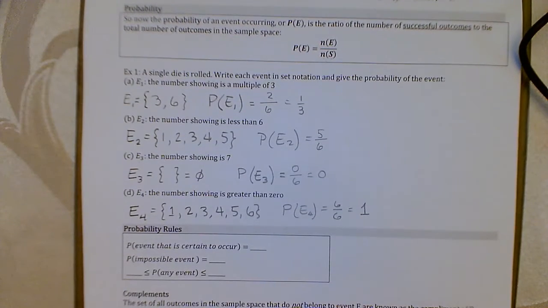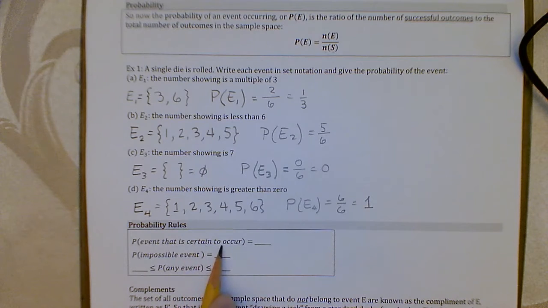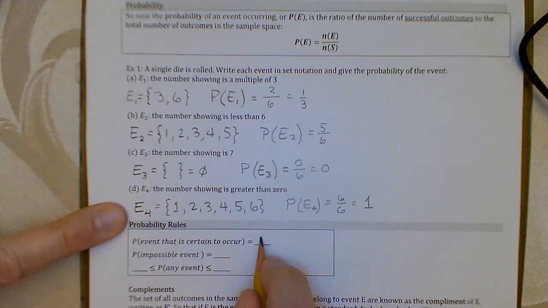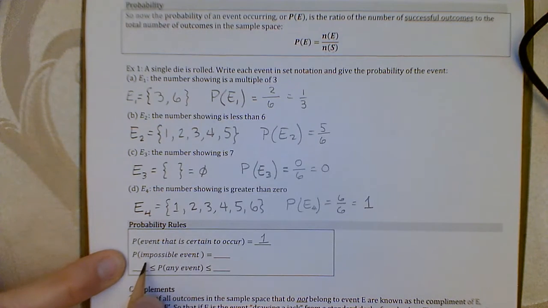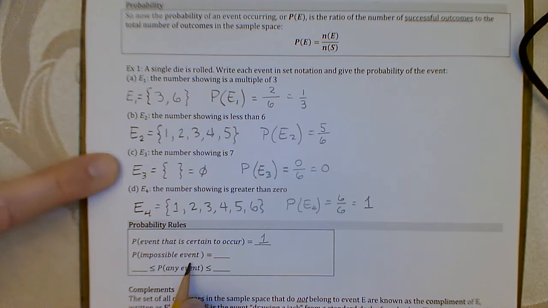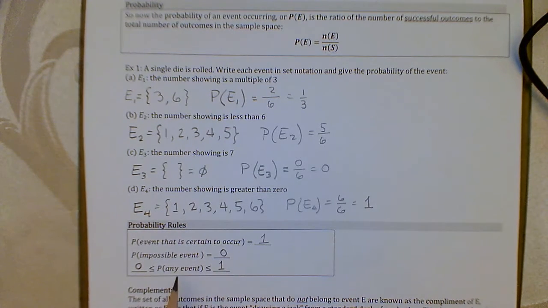So that kind of gives us some of the basic probability rules here. An event that is certain to occur, like the last one we just did, clearly has a probability of 1. The probability of an impossible event, like getting a 7 on a standard die, is 0. And so the probability of any event must be greater than or equal to 0, less than or equal to 1. So the probability of any event is between 0 and 1 inclusive.